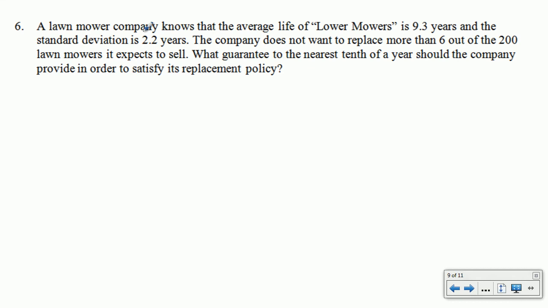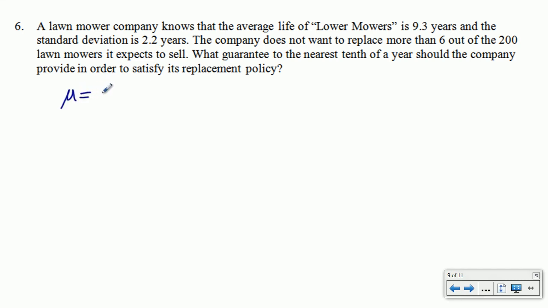So we'll do question number 6 next. A lawnmower company knows that the average life of lawnmowers is 9.3 years, and the standard deviation is 2.2 years. The company does not want to replace more than 6 out of the 200 lawnmowers it expects to sell. What guarantee to the nearest tenth of a year should the company provide in order to satisfy its replacement policy? So let's start by writing what we know.